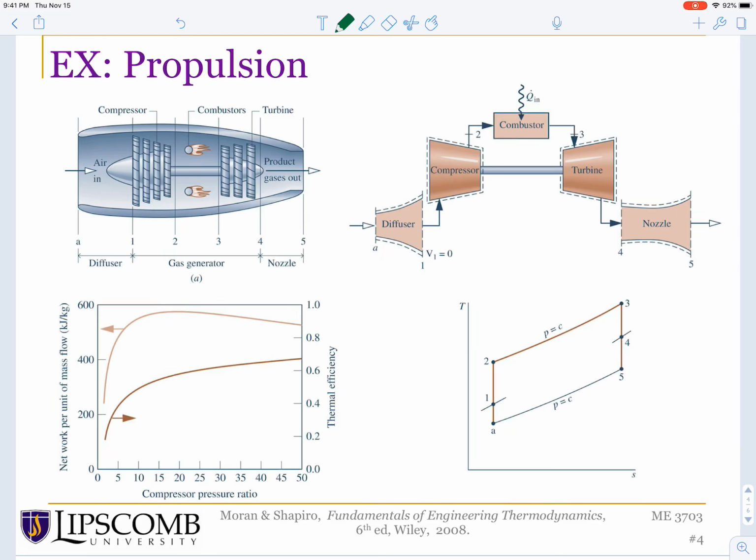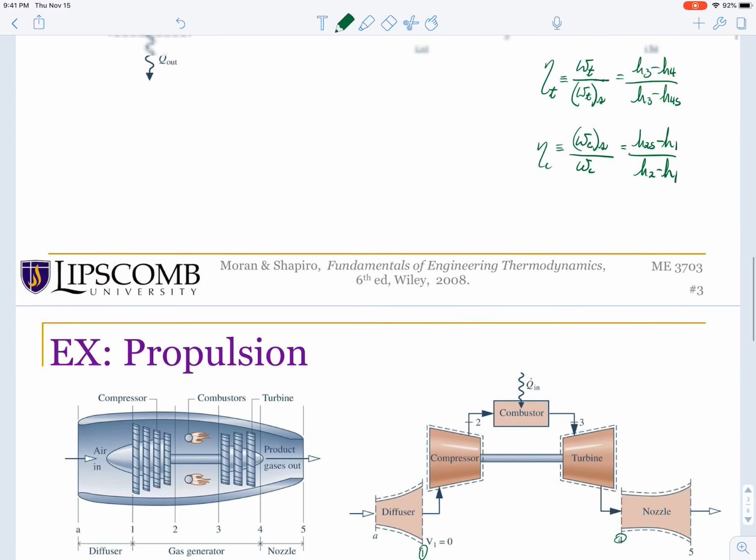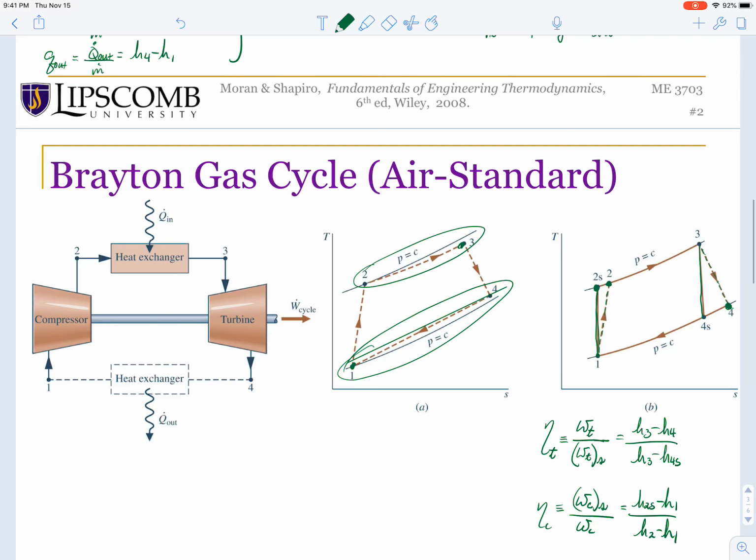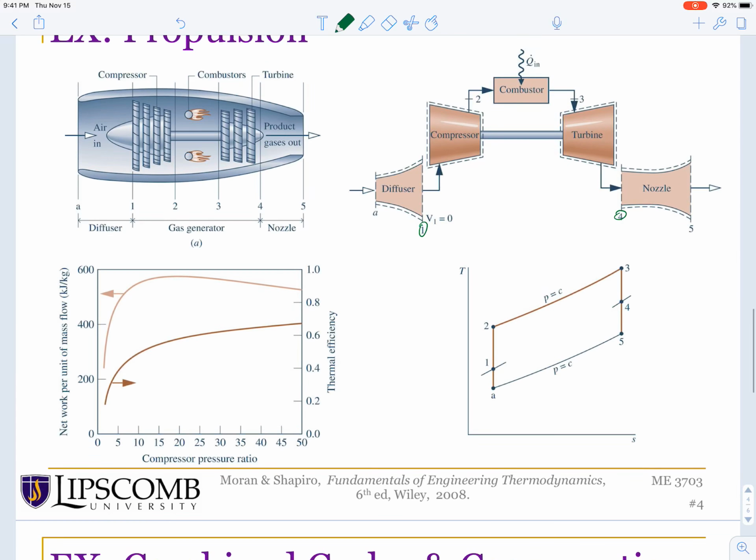The TS diagram has state 1 to 4, so this is state 1 and 4, similar to what we've been working with. So this would represent atmospheric pressure, and then the act of the nozzle and diffuser essentially drops us below that.